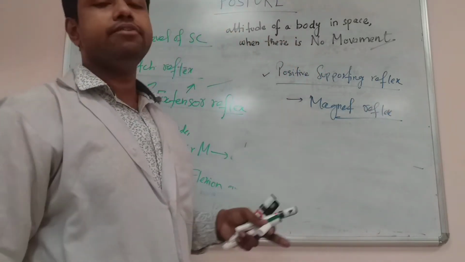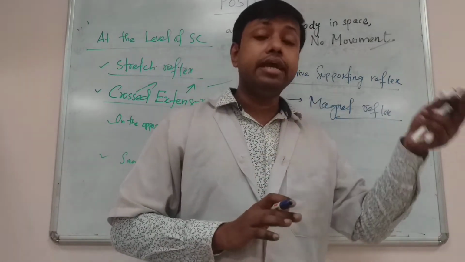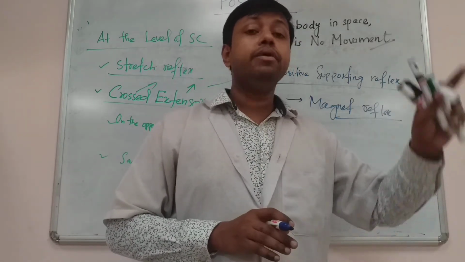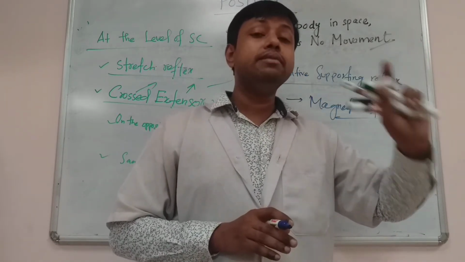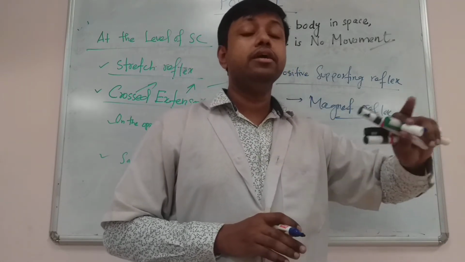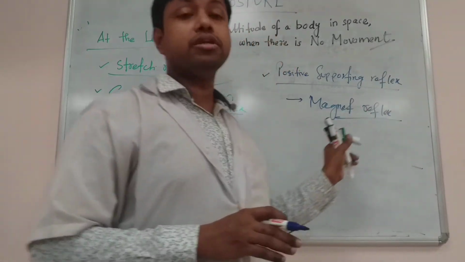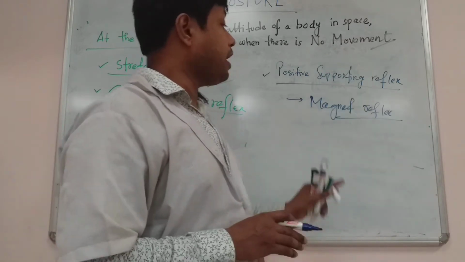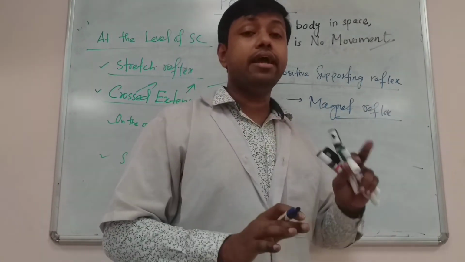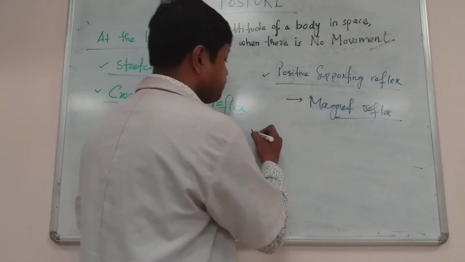So positive supporting reflex means that somehow, by any condition, if the toes of a particular limb get in contact with the supporting surface, all the limbs will be extended and will come in contact with the surface, so as to transfer the body weight and get the support of the body weight on the supporting surface. So this is called positive supporting reflex, and it is also called magnetic reflex because all the limbs are as if attracted to the supporting surface.